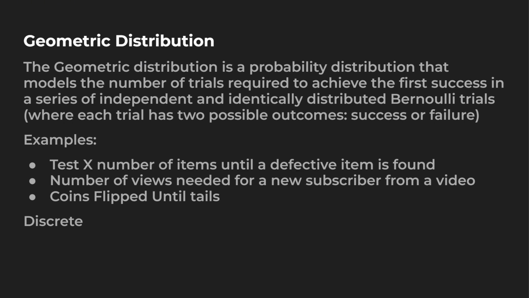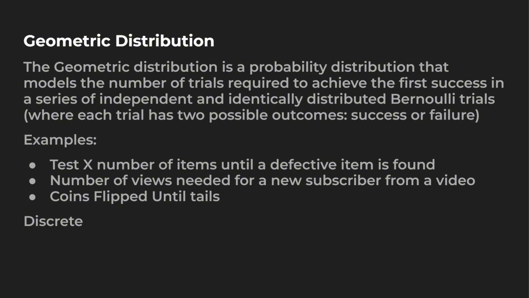The first one is the number of items until a defective item is found. Let's say you're Tesla and you're taking a look at the Cybertruck assembly line. Let's say every 25 items on average is going to be defective. So you'd be taking a look at a geometric distribution of that.